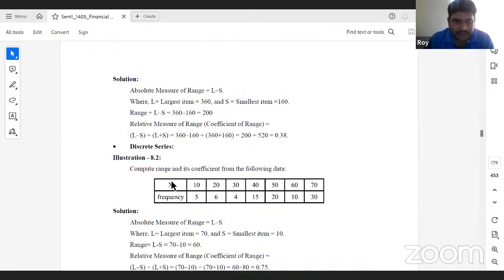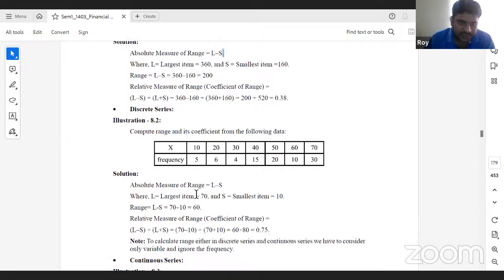Discrete series, frequency is the same. Absolute measure is L minus S. Sorry, the coefficient of range. Absolute measure L minus S. Range L minus S is equal to 70 minus 10, which is equal to 60. Right. The largest item is 70, the smallest item is 10. 70 minus 10 is 60. The relative measure of range, the coefficient of range, is 0.75.